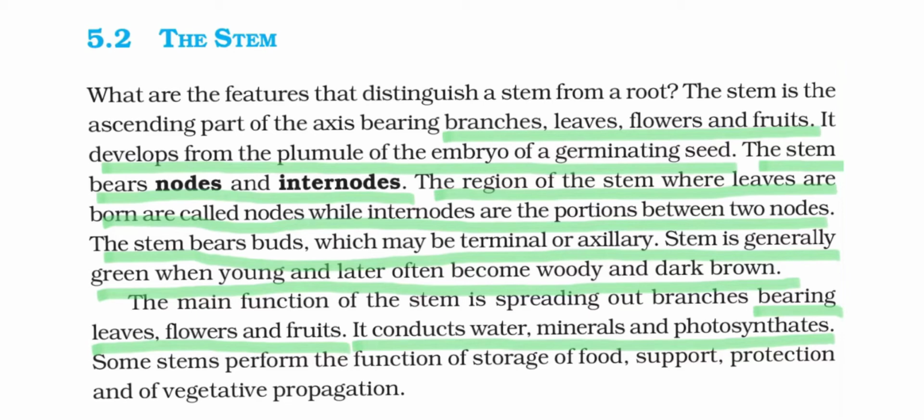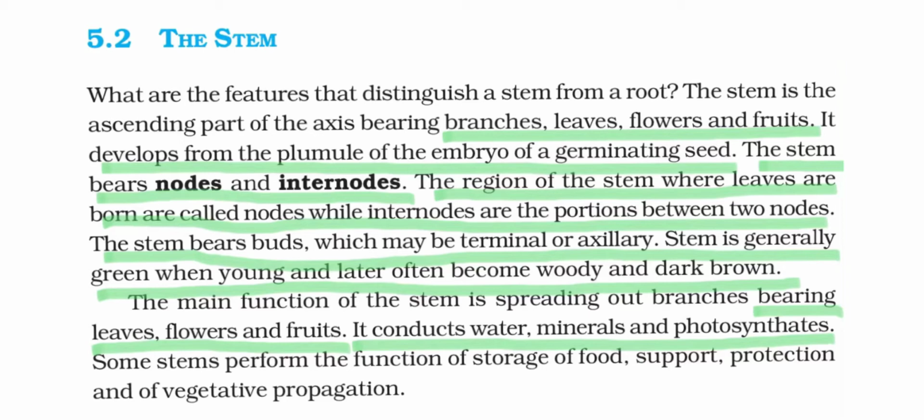What is the meaning of plumule? What is the meaning of radicle? Actually from radicle, the root system develops, and from plumule, the shoot system develops. Then additionally, the stem bears nodes and internodes.